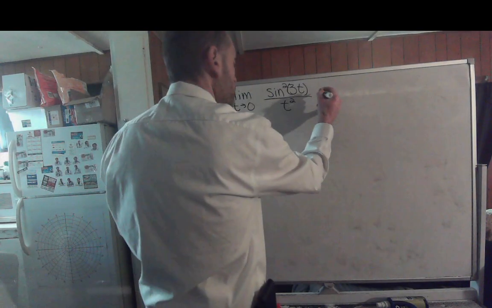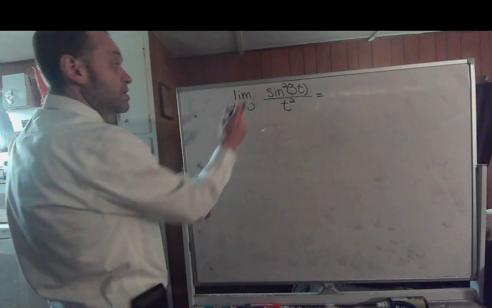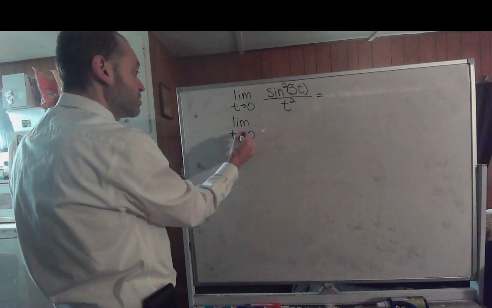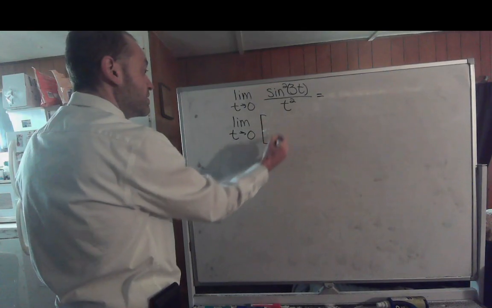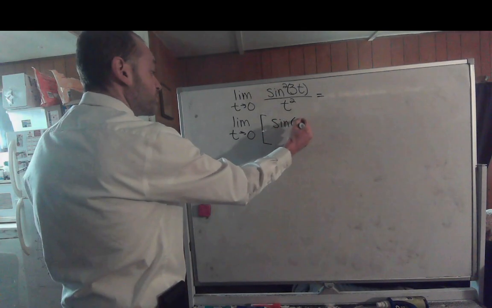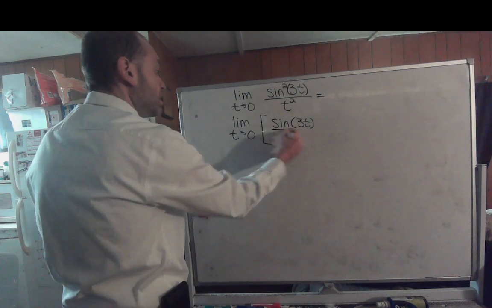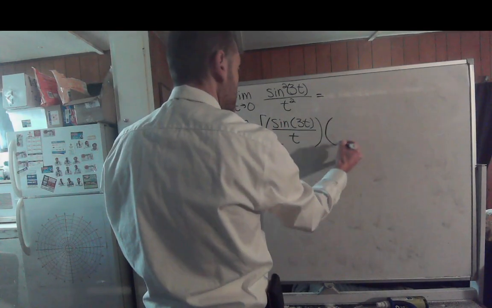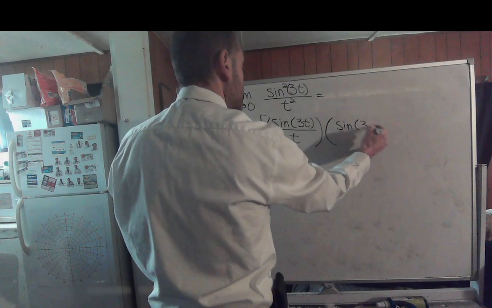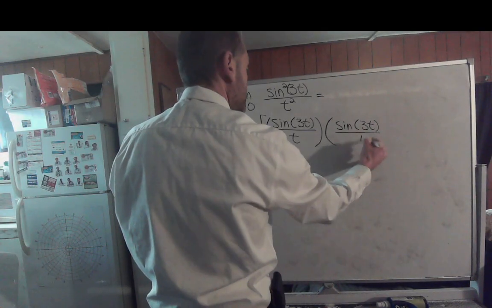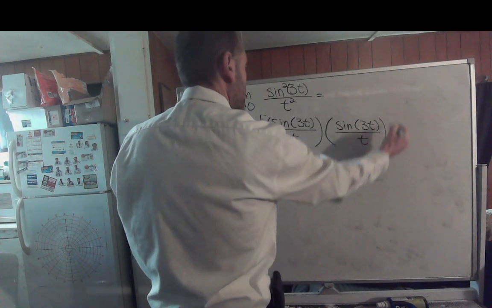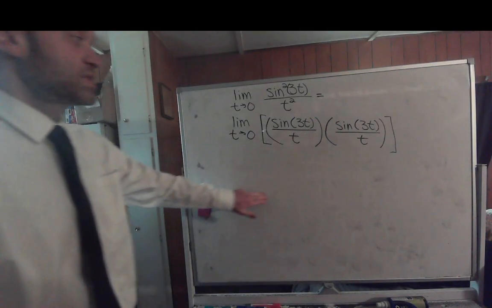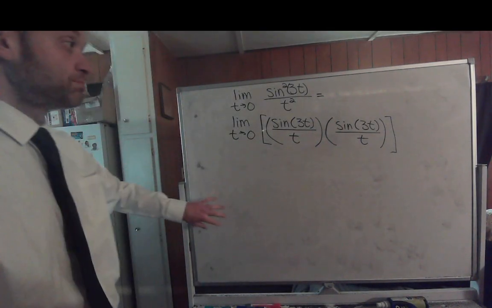Let me show you. Well, we know a quadratic is the same thing as multiplying the two linear factors. So this would be the limit as t approaches 0 of that sine of 3t all over t times another sine of 3t all over t. Now all of a sudden this isn't so bad. We just have the product of two linear factors. This is something we can work with.